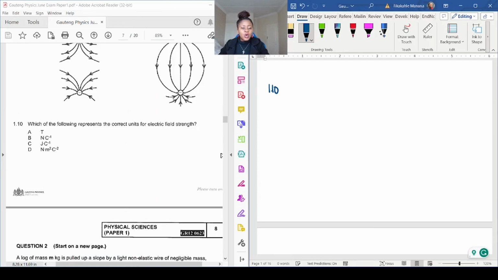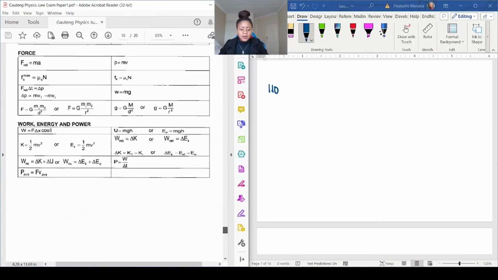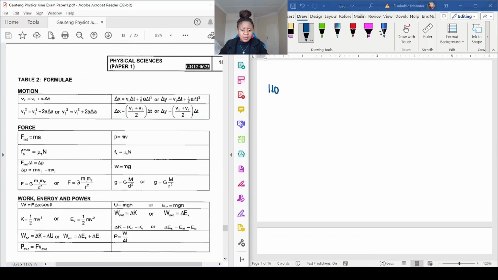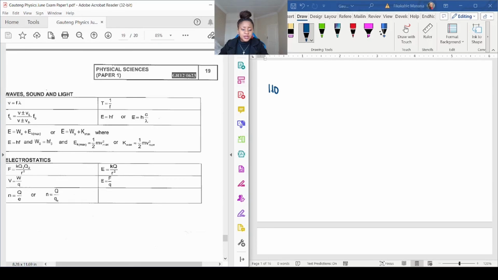And then finally 1.10, we are there. Which of the following represents the correct units for electric field strength? So electric field strength, if you forgot the formula, if you forget any formula, please go to the formula sheet. You can still use it for question 1, just to make sure that you have the right equations and you understand it correctly. So electric field strength is E equals kQ over r squared, but that formula actually comes from force over Q. You know that force is equal to kQ1Q2 over r squared. So this is where it originates from.